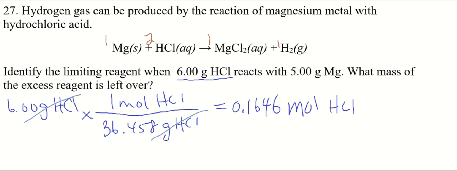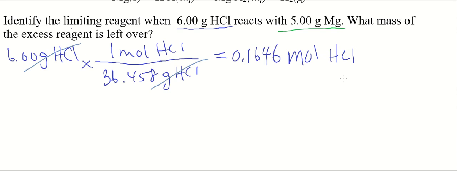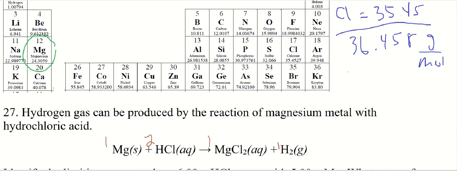I'm going to do the same thing with the magnesium. So we have 5.00 grams of magnesium. We need to convert that into moles. And I'm going to use 4 digits again. Magnesium is right there, 24.31.